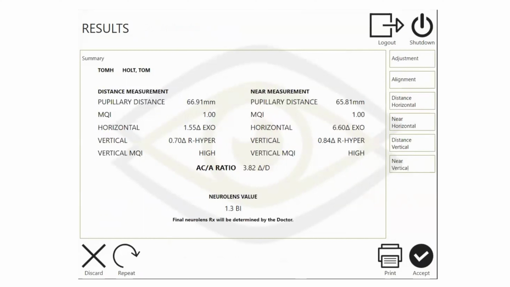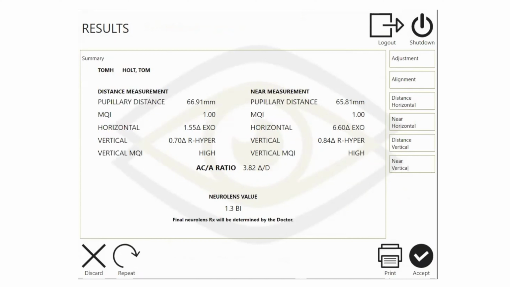We're saying that 1.3 base in would be the Neurolens prescription that we found to work best for a patient like that. So we boil all the 10,000 data points that we get into one number so that it's easy for the doctor to know how to prescribe. That's based on outcomes in our database.